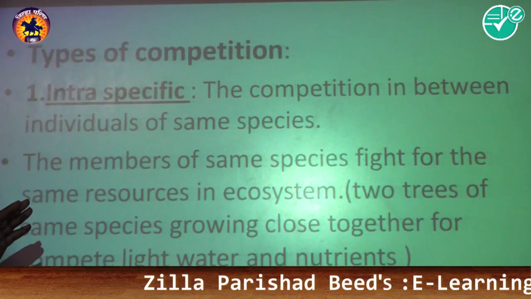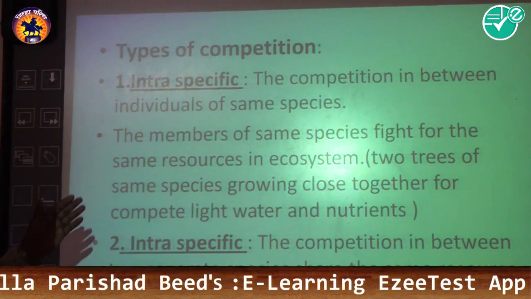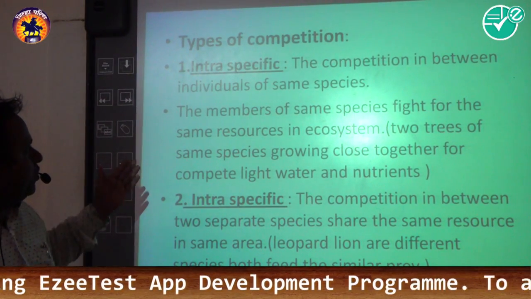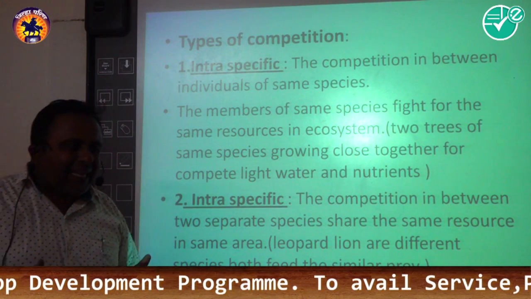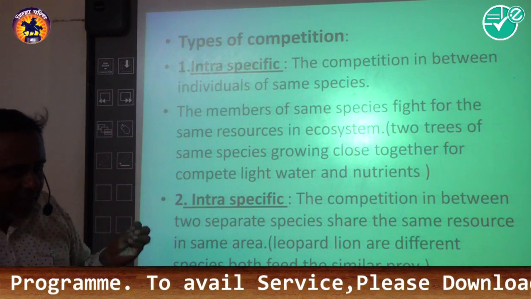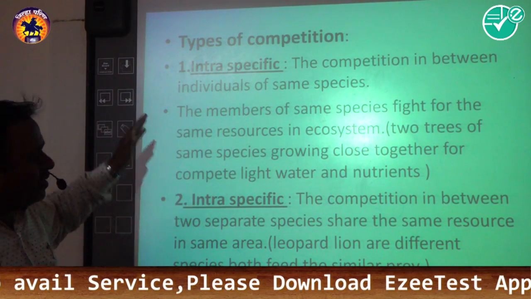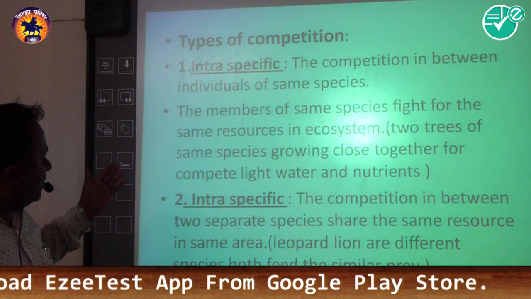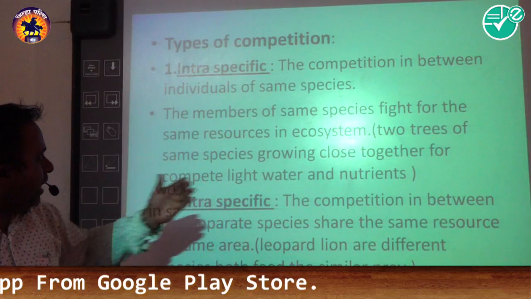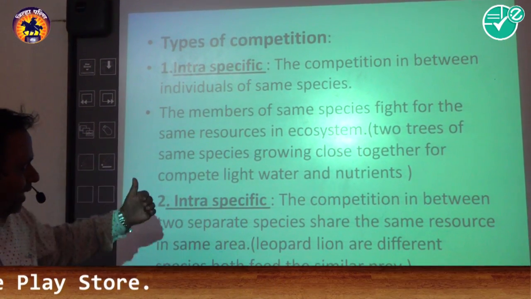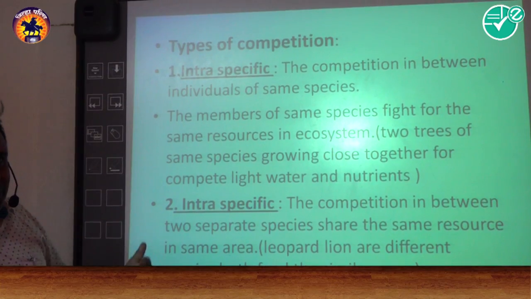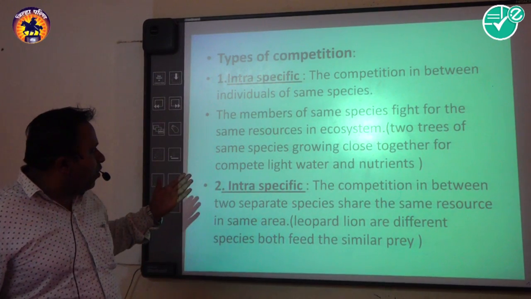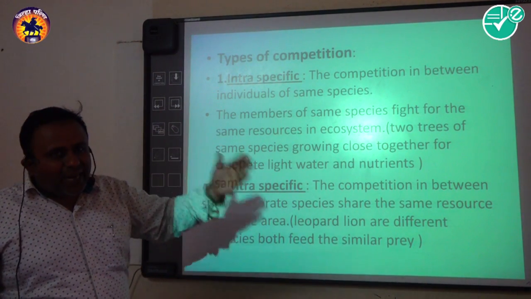Then types of competition. First one is intraspecific: the competition between individuals of the same species. Animals of the same species compete, and this is called intraspecific struggle. The members of the same species fight for the same resources in the ecosystem. Example: two trees of the same species growing close together compete for light, water and nutrients.